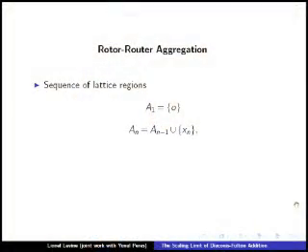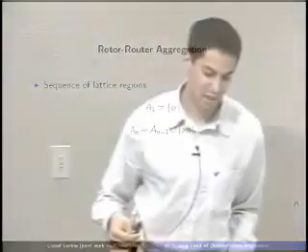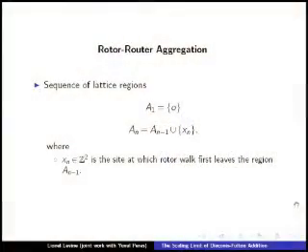And just as with internal DLA, we can make this into an aggregation model where we start with the region A1 consisting of only the origin, and we form a sequence of regions AN, where AN is the union of AN minus 1 with a single point, which is the endpoint of a rotor-router walk which starts at the origin. At xn, the point that you add is the point where it first leaves the region AN minus 1.